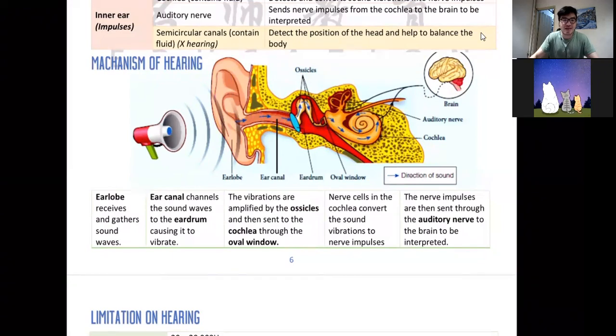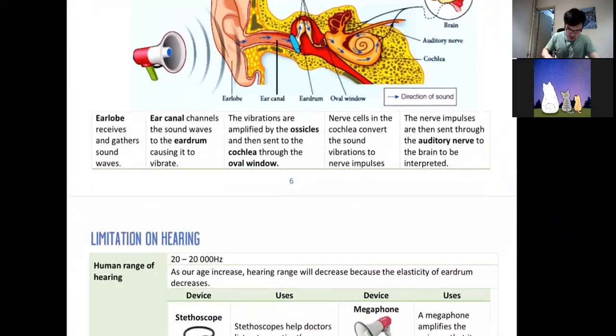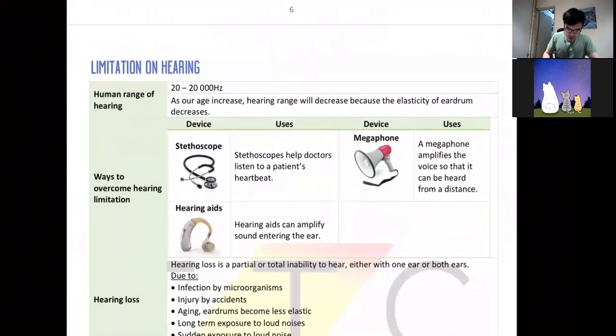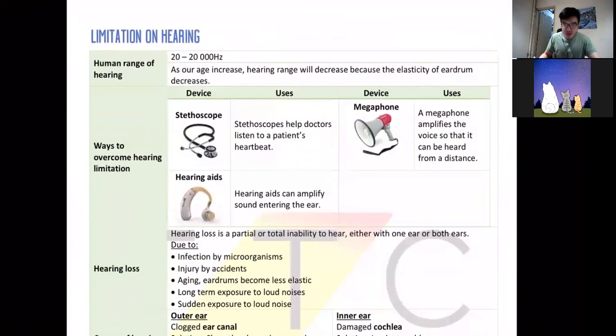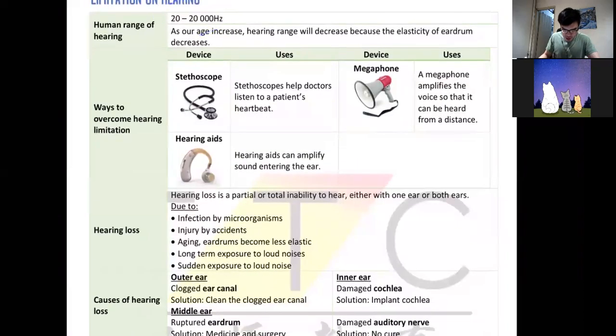Okay, so this is really straightforward. Nothing really much. All right, so limitation on hearing. Okay, let's look at limitation. You learned this a few months ago, right? Our hearing limitation is 20 to 20,000. Okay, we can use stethoscope, megaphone, or hearing aid.